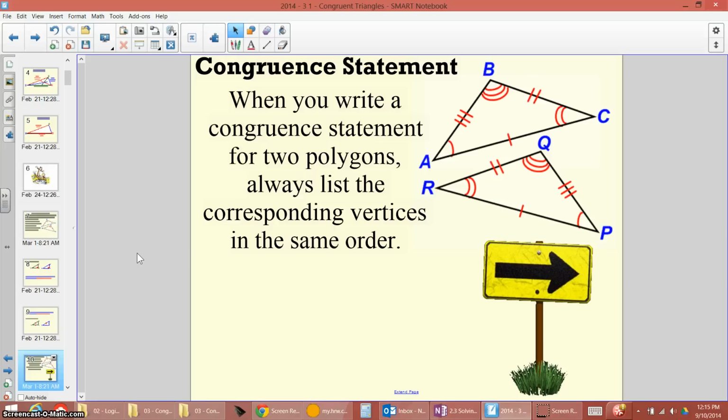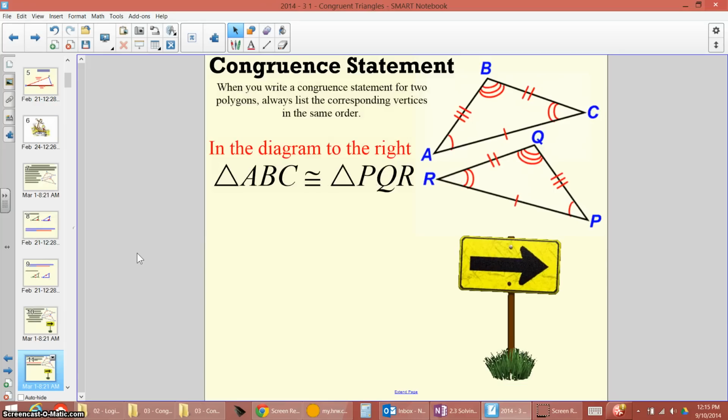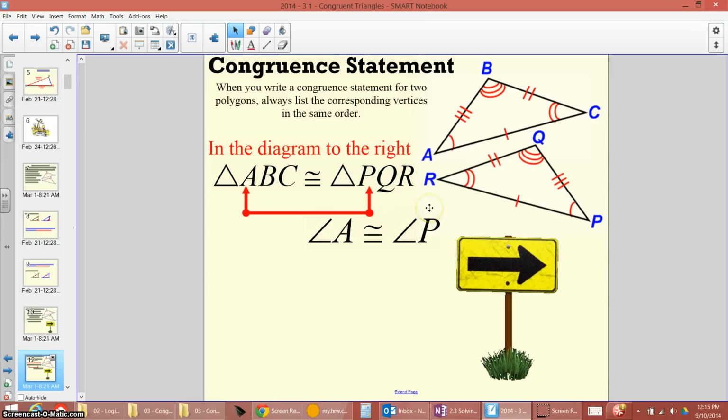All right, a congruency statement. When you write a congruent statement for two polygons, always list the corresponding vertices in the same order. So ABC is congruent to PQR. Because A has a single line, P also has a single line. So we have to do A first, then P has to be first. Then we went to B. B has three lines. Which one has three lines? Q. So we say PQ. And then we look at C has two, R has two. So we went from 1, 3, 2. We find the new triangle: 1, 3, 2. It's got to be in the same order.